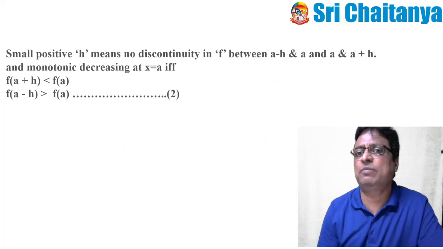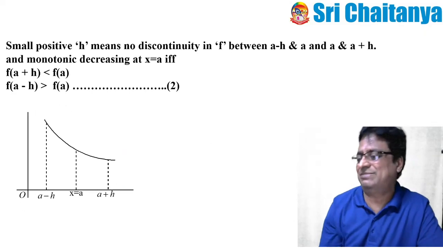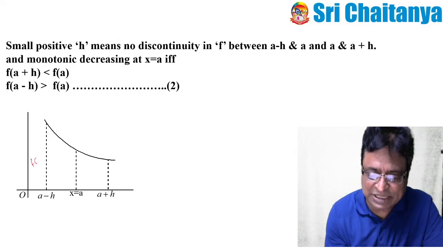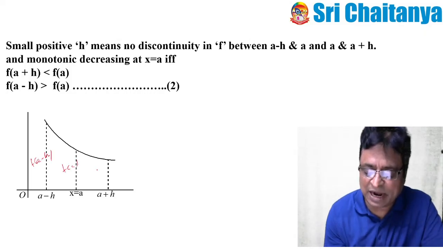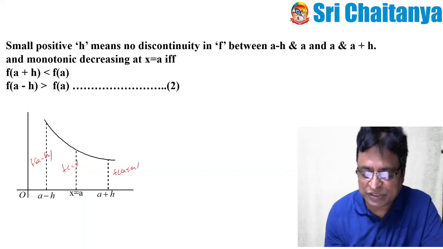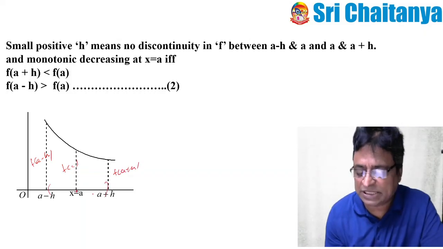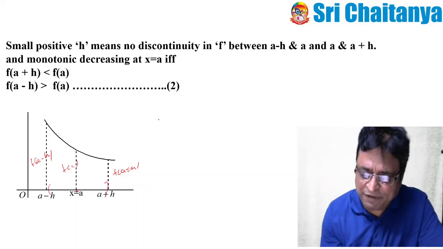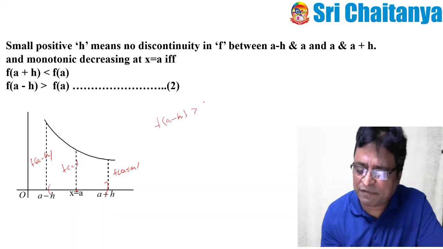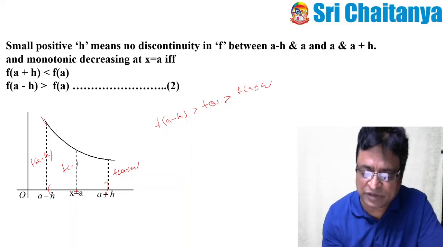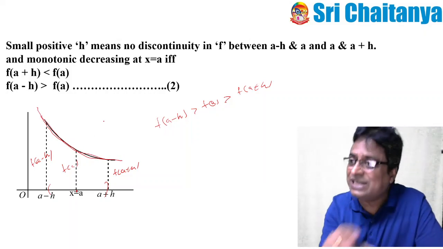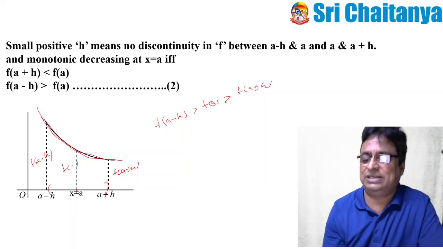The same thing happens for monotonically decreasing. It is quite the reverse. This is f of a minus h, this is f of a, and this is f of a plus h. This is a, and this is a minus h and a plus h, the smallest neighborhood of a. So if f of a minus h is greater than f of a, which is greater than f of a plus h, then automatically the curve is always like this. Whenever the curve is like this, simply I can say that it is monotonically decreasing.